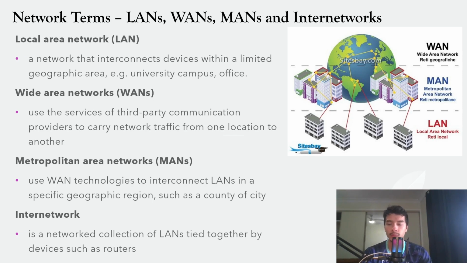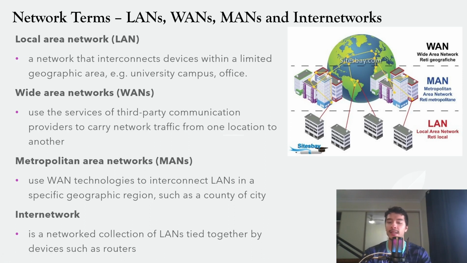Wide area networks, WANs, use the services of third-party communications providers to carry network traffic from one location to another. I should have done MAN there, but it's okay. As you can see, a wide area network is very big, connecting networks across very large locations. It's basically about the size of the network. A LAN is smaller, contained within one space. Wide area is big, and then MAN is metropolitan area network.